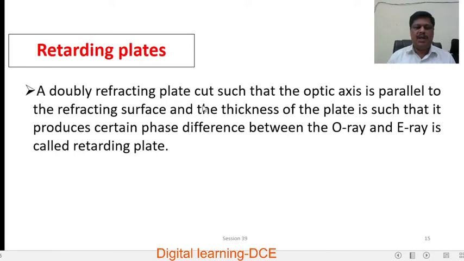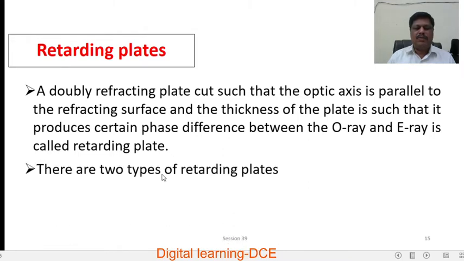A doubly refracting plate cut such that the optic axis is parallel to the refracting surface, and the thickness of the plate is such that it produces a certain phase difference or path difference between the ordinary ray and extraordinary ray, is called a retarding plate.